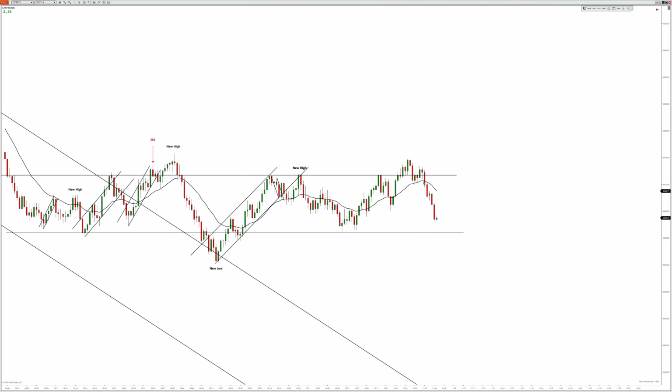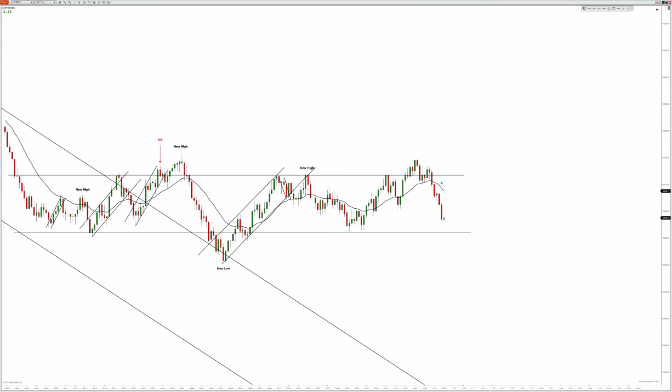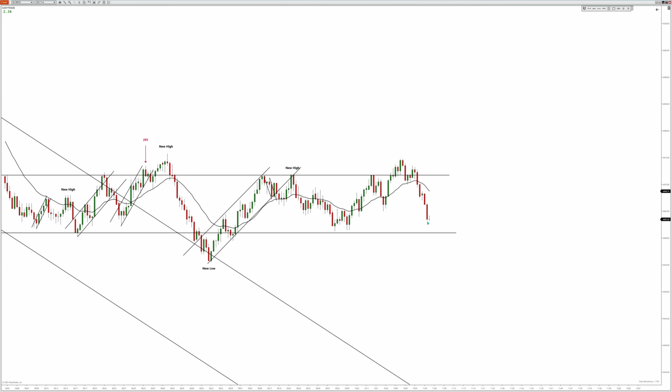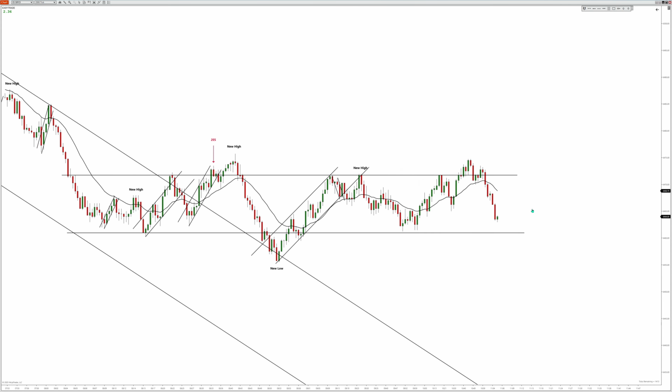I was looking for some kind of failed second entry long here at the EMA to consider the pullback down to this support here. But it didn't end up forming. We are so far down now that I need a second entry short to consider anything. But if we push back below here, I might consider a long off the bottom. Let's see what happens here.